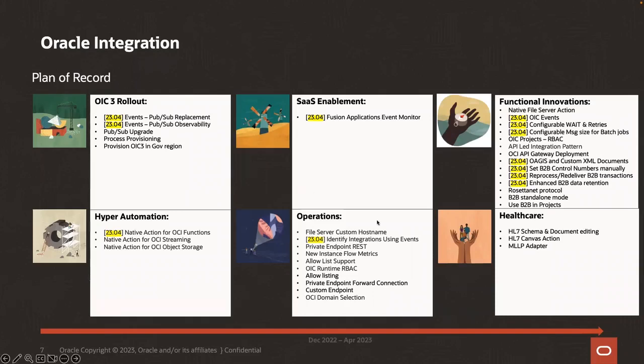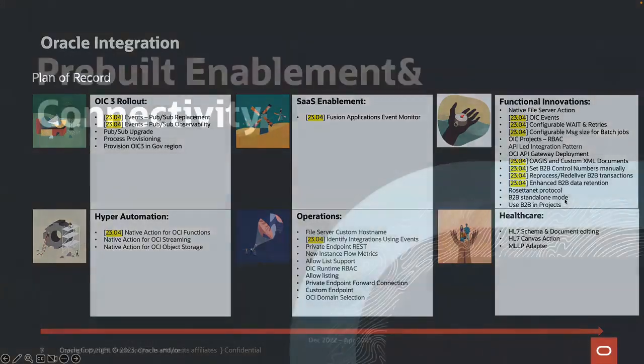So we are currently working on allow list support for OIC3 to support limiting what IP addresses VCNs can access an OIC instance. We also are working on a private endpoint, and we'll talk about that later. So lots of new things coming out.